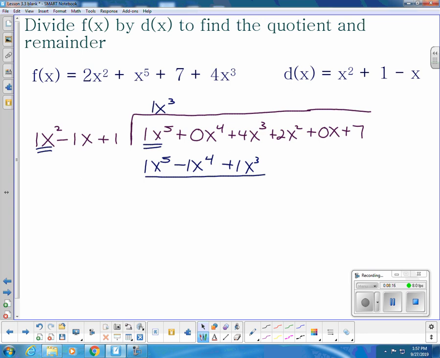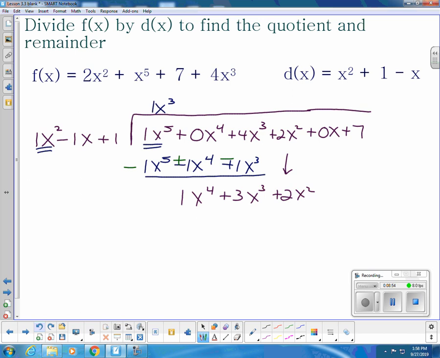It's up to you, but it's easier for me if I'm going to subtract this to go ahead and distribute my subtraction sign, and then I can just add. That way I don't forget to subtract any of them. If you distribute the subtraction sign and just change all the signs there on that second line, you're ready to go. The first term should always cancel. You are making it so it will cancel. 0 plus 1 is 1x to the 4th. 4 minus 1 is 3x to the 3rd. And then you drop down your next term. And then you just repeat the process.